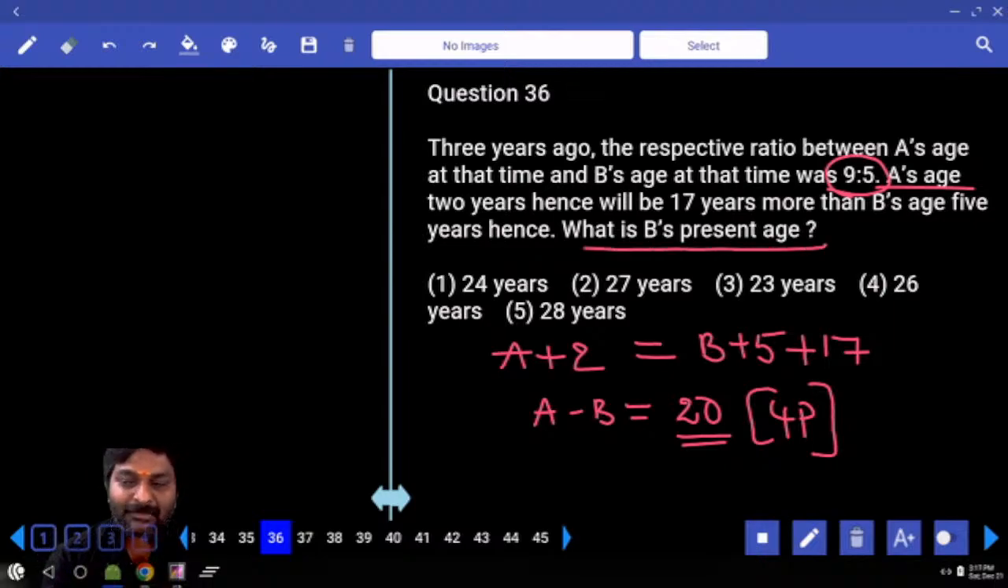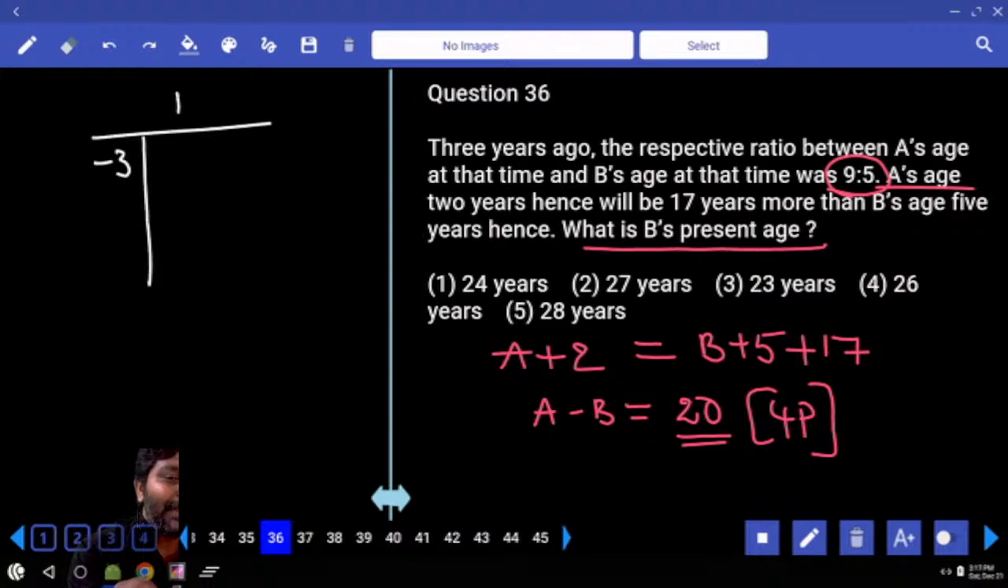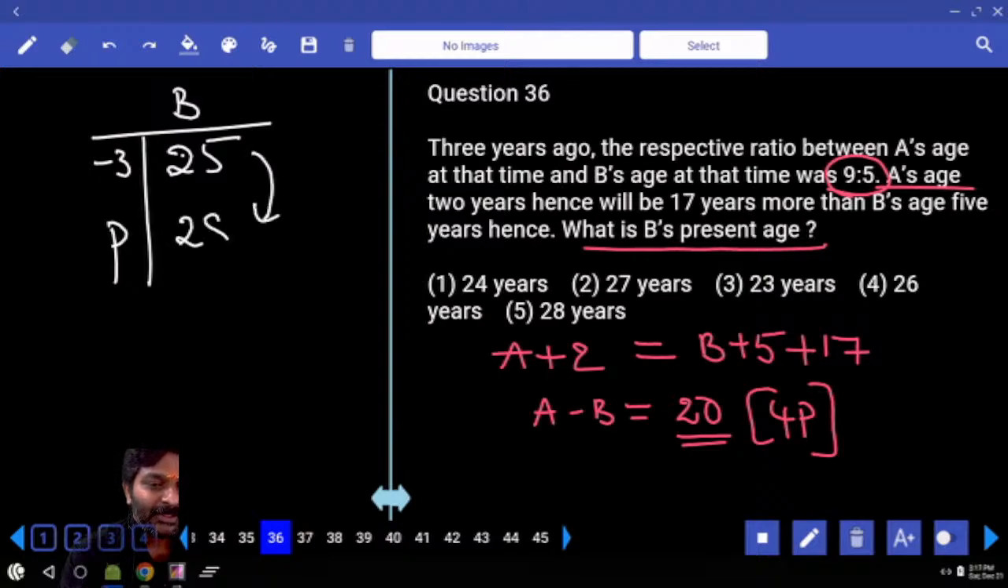Now the question is about B's present age, right? 3 years back, B's age was 5 parts, where 1 part is equal to 5. 5 parts will be 25. Then at present, how many years do you need to add? 3 years. Then answer will be 28.